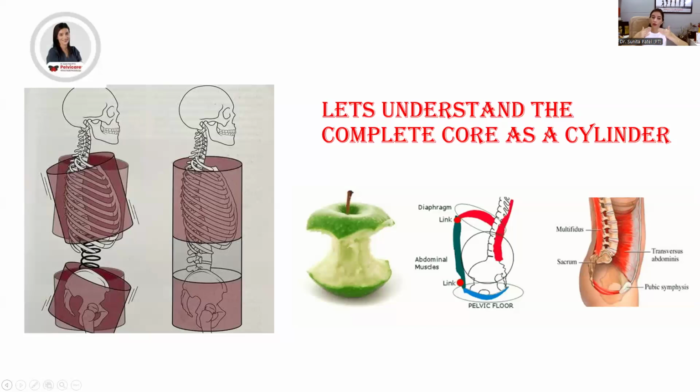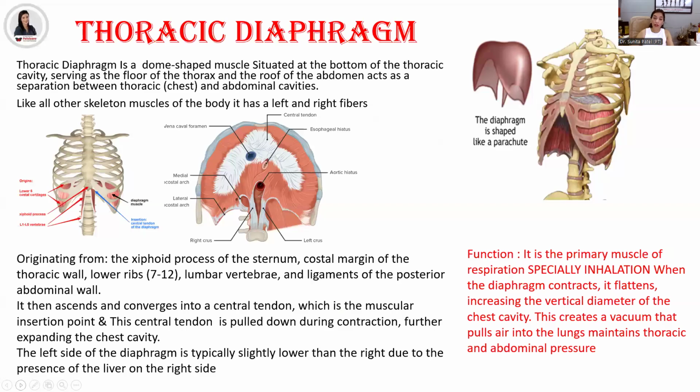Now it is very important to understand this dome shape. Yes, we are aware that we have this thoracic diaphragm, a kind of parachute which is situated around the bottom of the thoracic cavity, and it is a dome shape. So it is concave and convex both ways, isn't it? The thoracic diaphragm is situated at the bottom of the thoracic cavity, and it is separating the thoracic organs from the abdominal contents. So this is one layer, one floor between the two cavities.